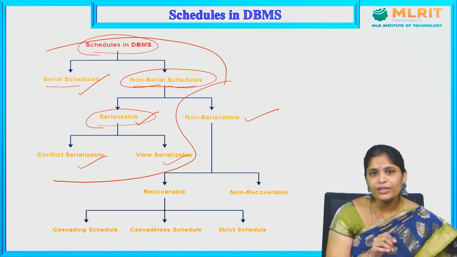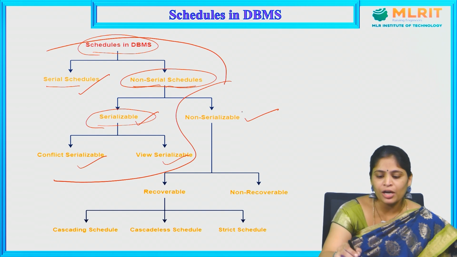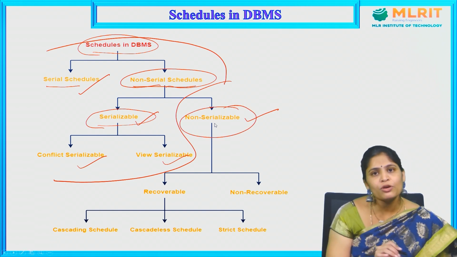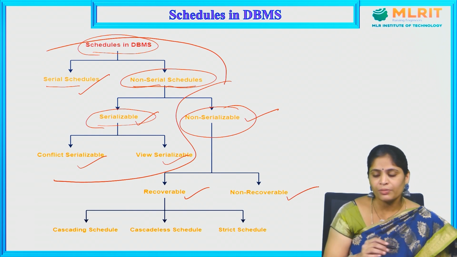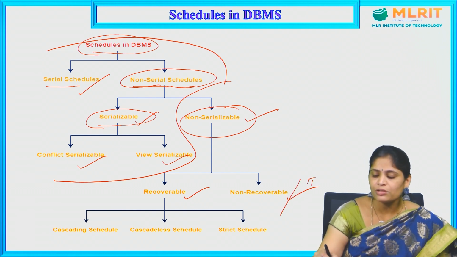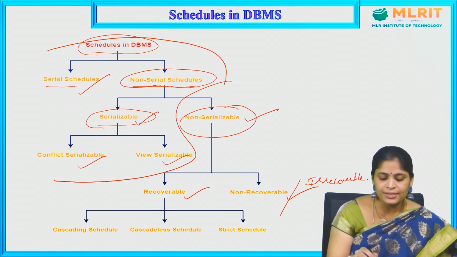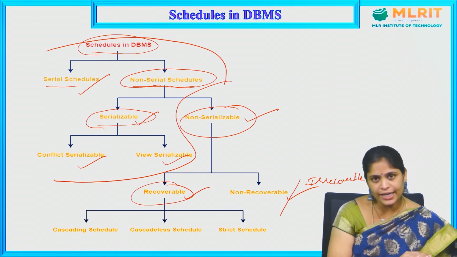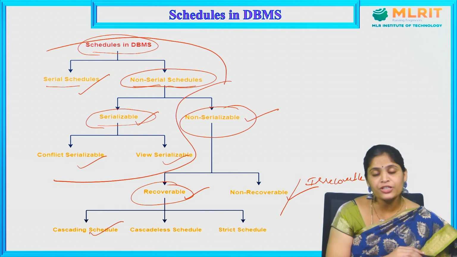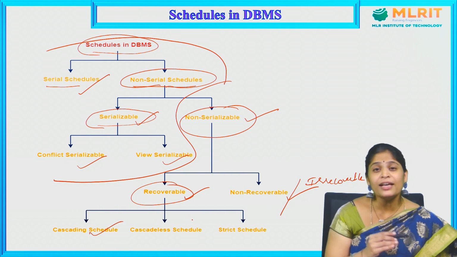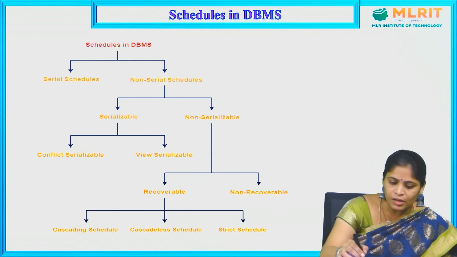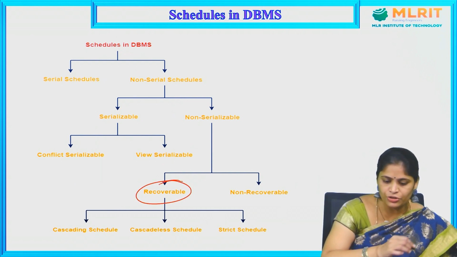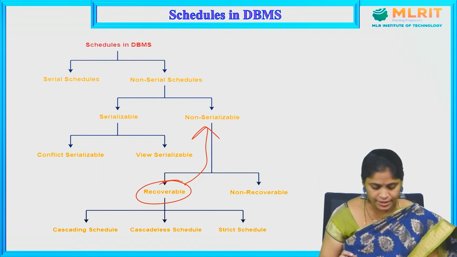Now in this session I am going to discuss non-serializable schedules and their types. What are those? Recoverable and non-recoverable, and non-recoverable is also called irrecoverable. Next, the recoverable schedule is again divided into three types: cascading schedule, cascadeless schedule and strict schedule. Let us discuss the recoverable schedule first, which is a part of non-serializable.